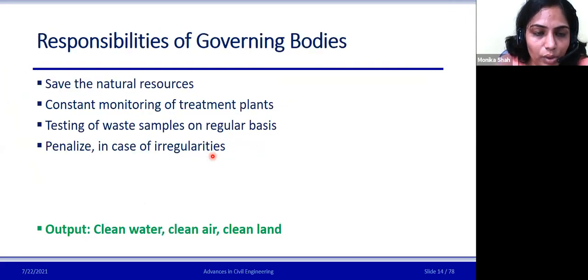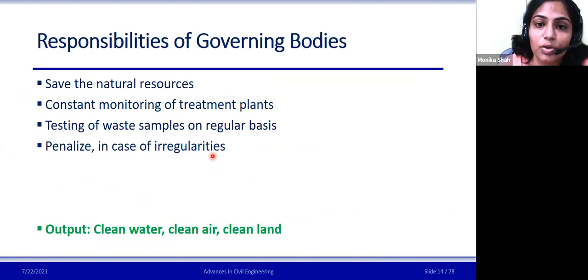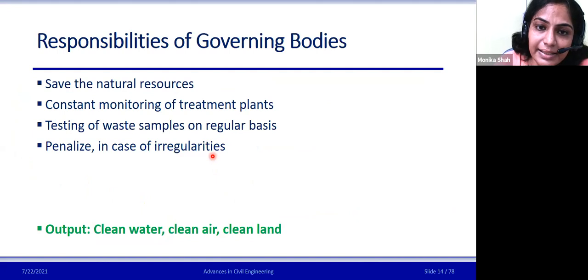So what would be the responsibility of the governing bodies? Which are the governing bodies? We could discuss the Gujarat Pollution Control Board, as we are here in Gujarat, and above that the Central Pollution Control Board, that is CPCB, which is above the state governments. These governing bodies are going to save the natural resources. How are they going to save them? They are constantly monitoring all these industries.